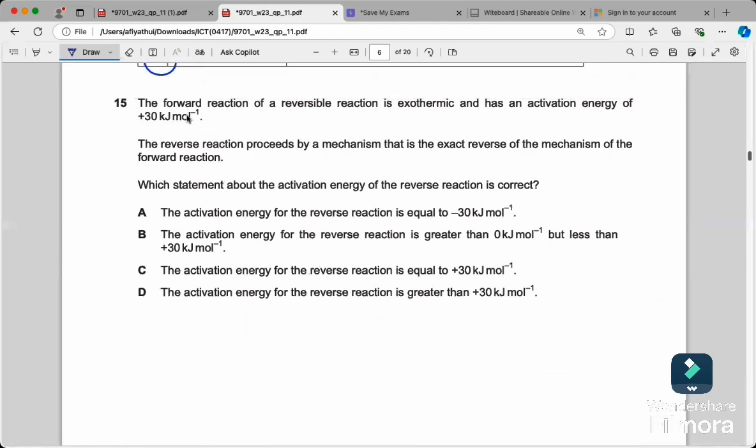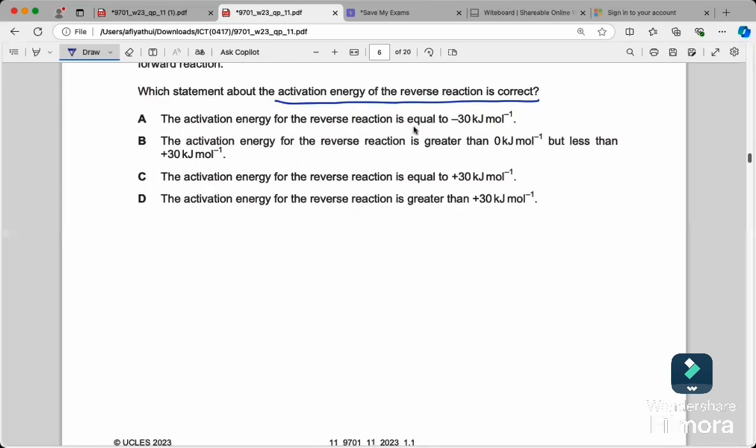the forward, question number 2. The forward reaction of a reversible reaction is exothermic and has an activation energy of plus 30 kJ per mole. The reverse reaction proceeds by a mechanism that is the exact reverse of the mechanism of the forward reaction. Which statement about the activation energy of the reverse reaction is correct?